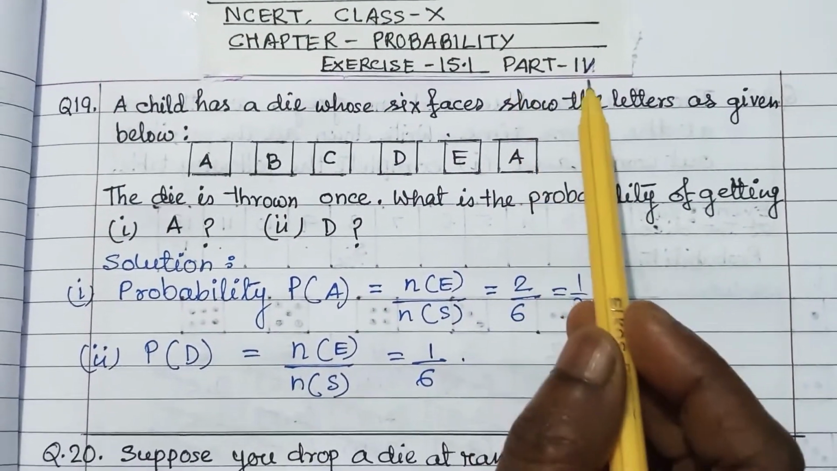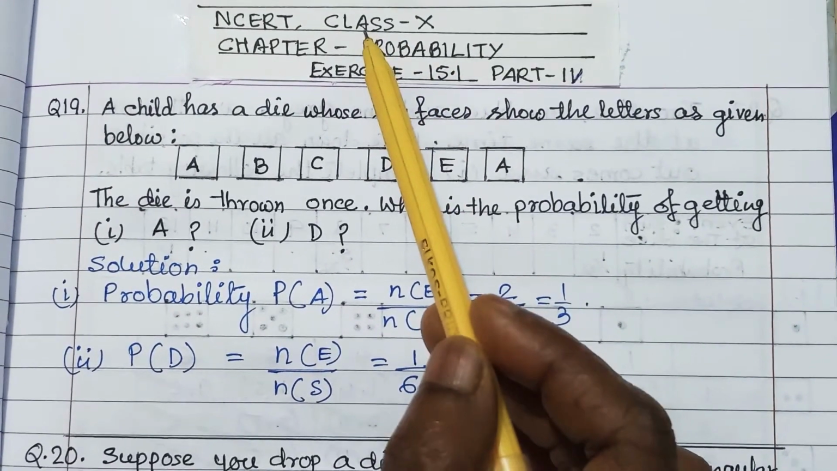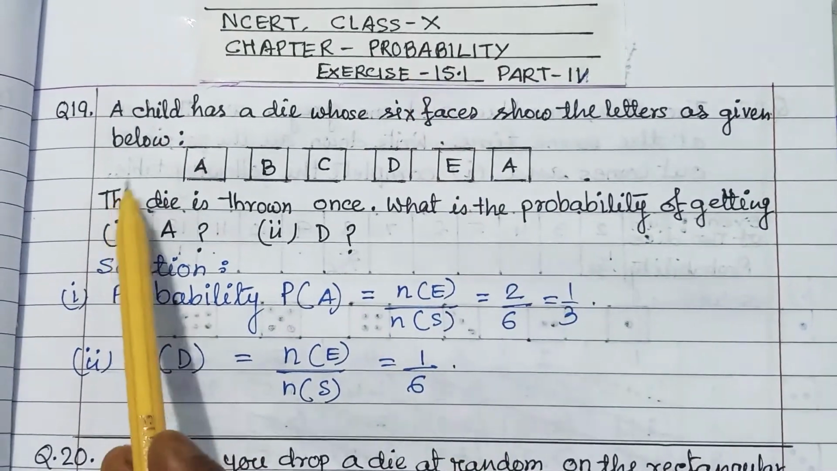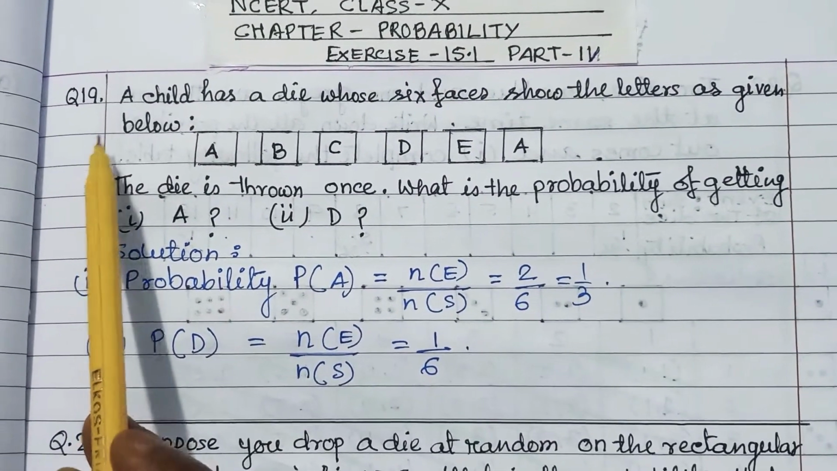It is part 4, exercise 15.1, probability of class 10. In this video, I will explain questions number 19 to 22.